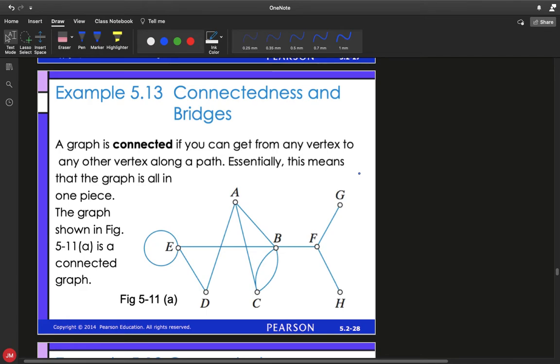So a graph is considered connected if you can get from any vertex to another along a path. Basically, that means the graph is all in one piece, all right? So no matter where I pick, if I pick G and then just pick any other point E, I can always find a path from one vertex to the other. So no matter which 2 vertices I pick, if I wanted to instead pick A and let's say H, I could go from A to B, B to F, F to H. And that would work no matter which 2 vertices I pick. If that's the case, then we say that a graph is connected.